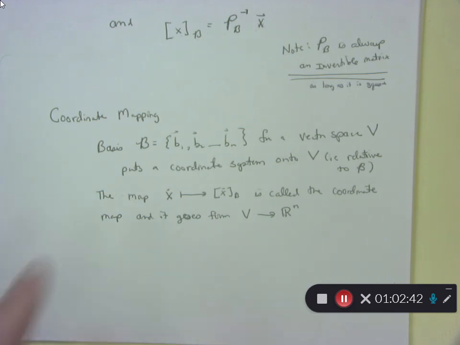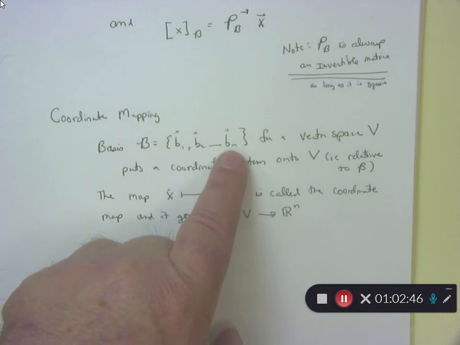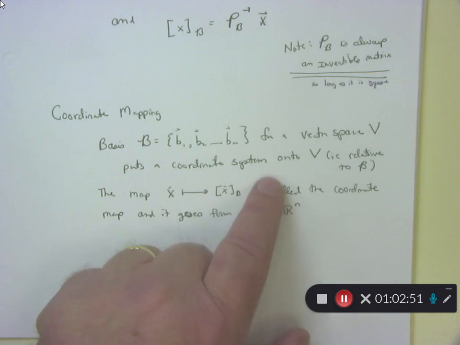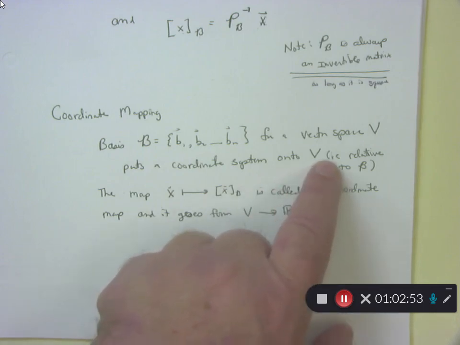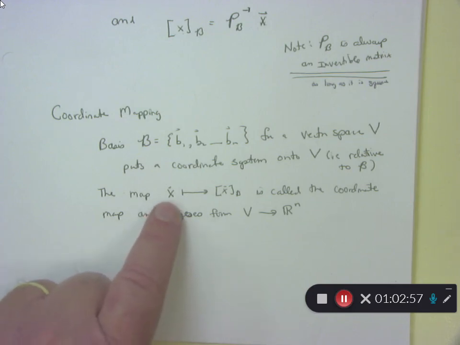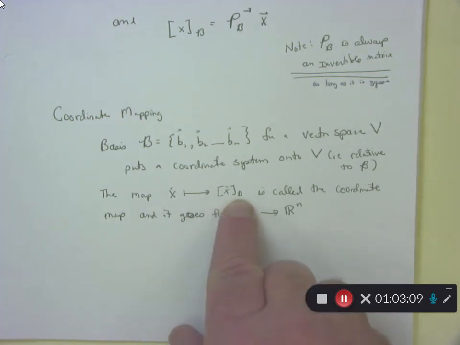So you've got this basis, beta, which is B1, B2, dot, dot, dot, to Bn for some vector space V. And this puts a coordinate system into V relative to basis B. So we have this mapping. We're taking X and mapping it into a coordinate basis. We're disguising it. Think about it. Okay, so X, we're going to map it over here to the coordinates of X relative to basis B.